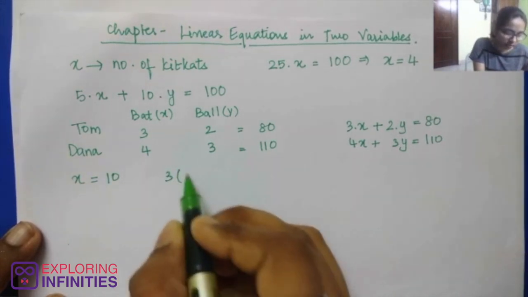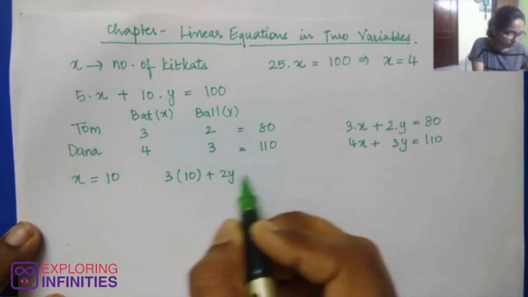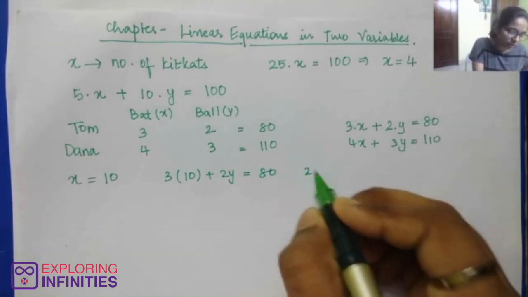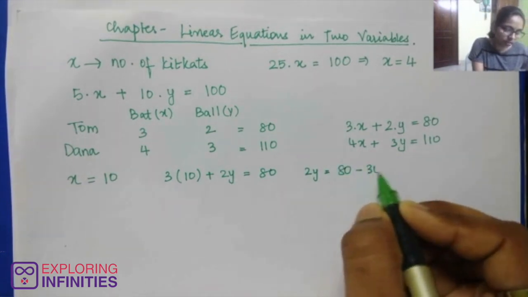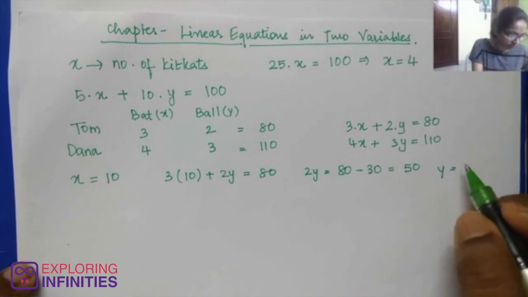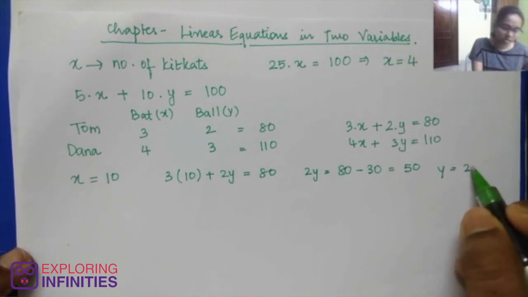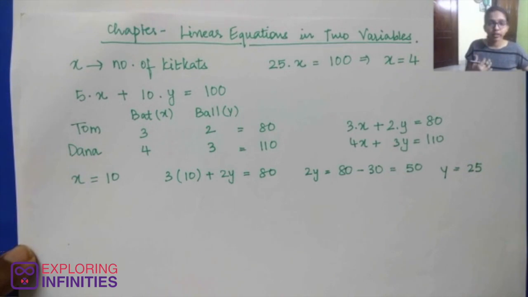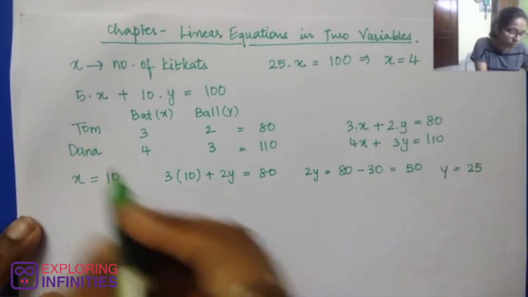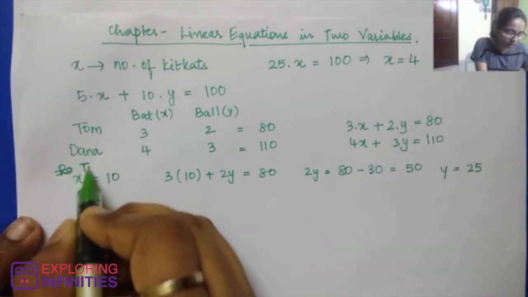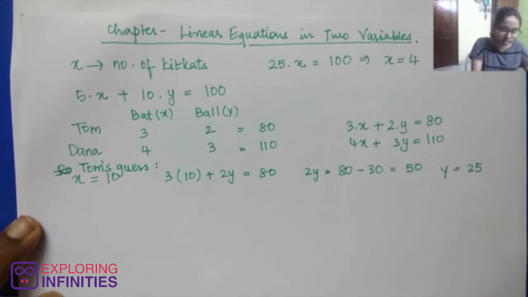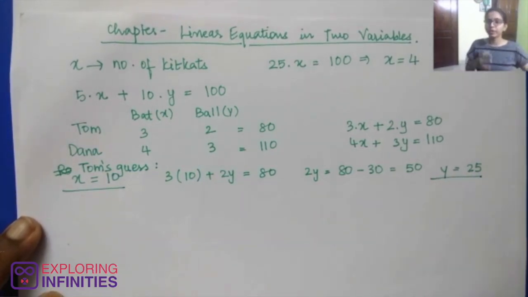3 into 10 plus 2y is equal to 80. So now he has 2y equal to 80 minus 30, that's 50. Therefore, y is 25. So now the value for the bat is 10 rupees and the ball is 25. So this was Tom's guess: x is 10 and y is 25 according to his calculations.